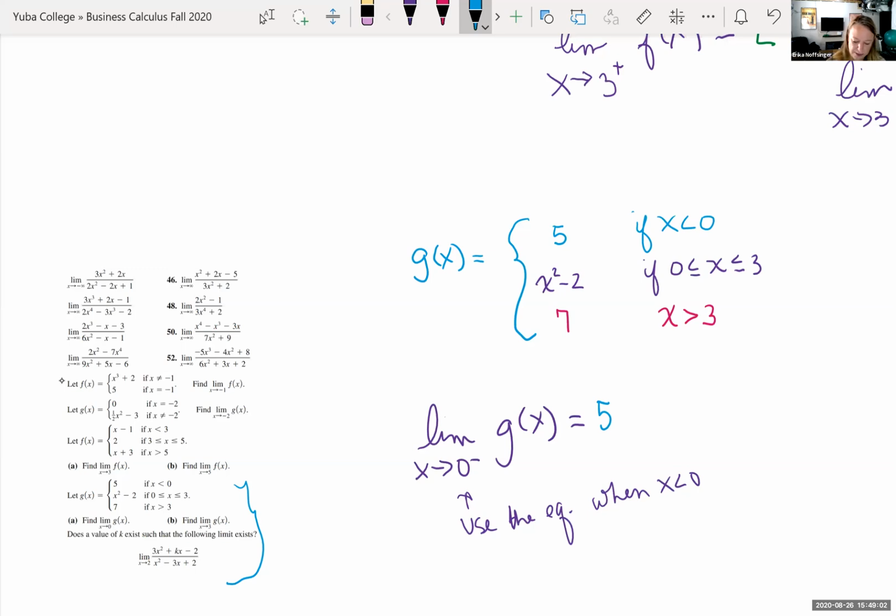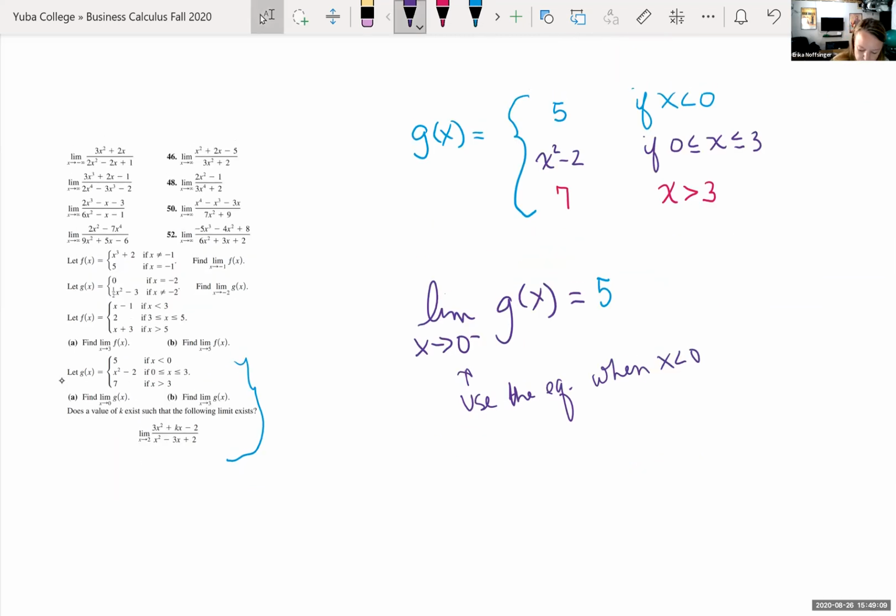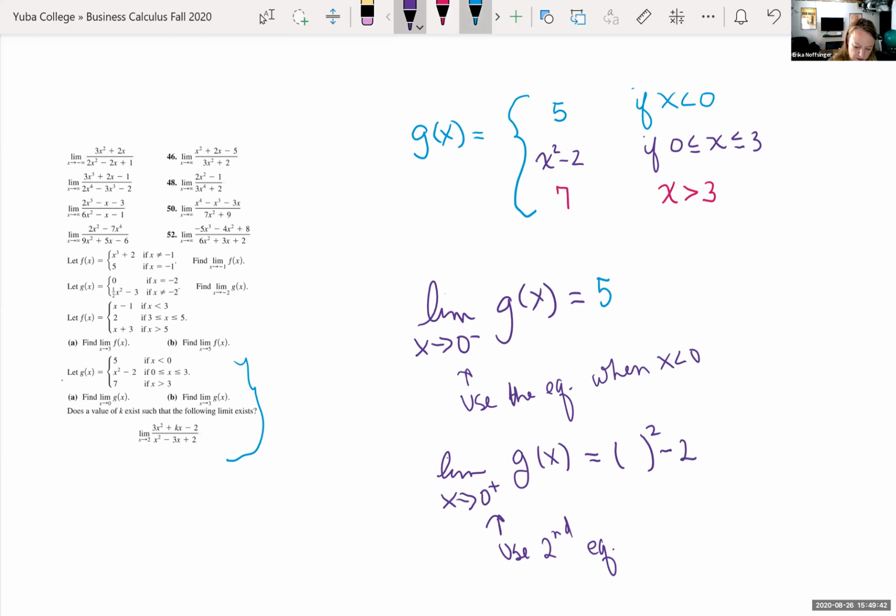And so we also want to see what's happening to the limit as x is approaching 0 on the right of g of x. And since it's coming in on the right of 0, it would be this middle equation. And so if we did that, we have 0 squared minus 2. If we do 0 squared minus 2, we get back negative 2.